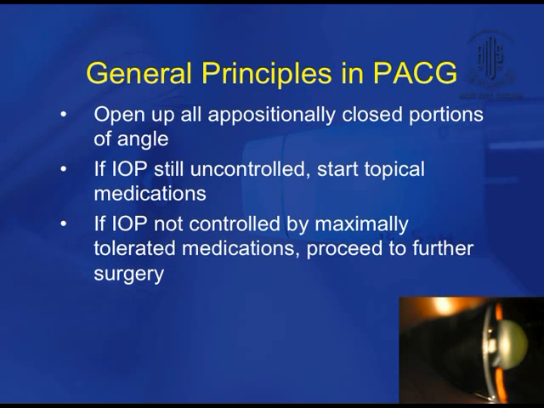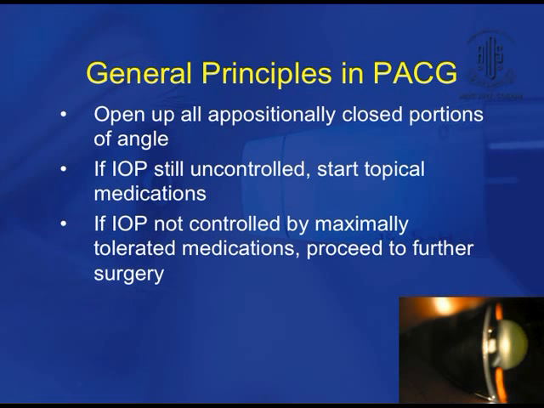The general principles in the management of primary angle closure glaucoma, in my mind, involve three steps. First, you try to open up appositionally closed portions of the angle as far as possible. If the intraocular pressure is still uncontrolled, then you start topical medications. And if the intraocular pressure is not controlled by maximally tolerated medications, then you proceed to further surgery.